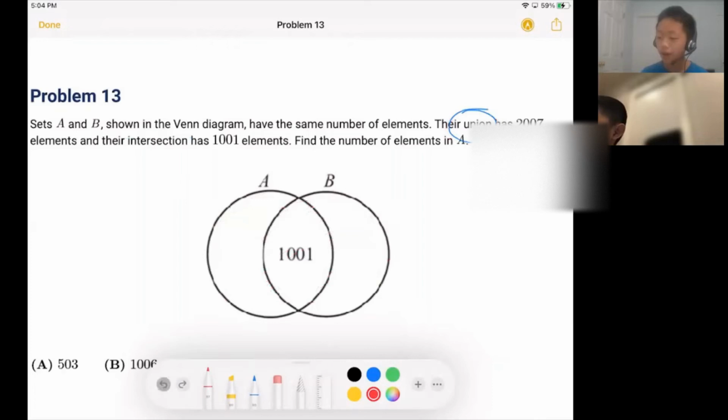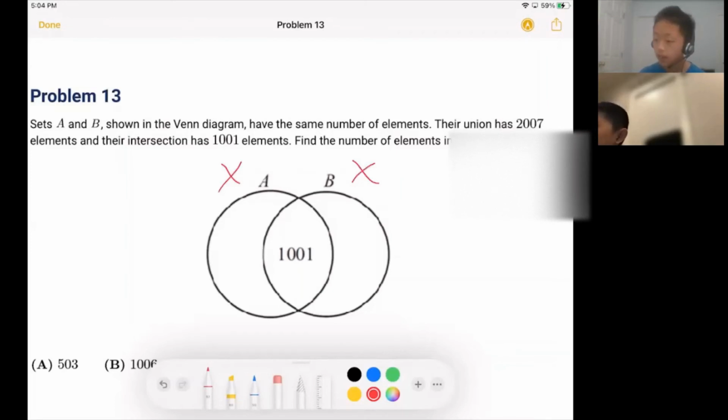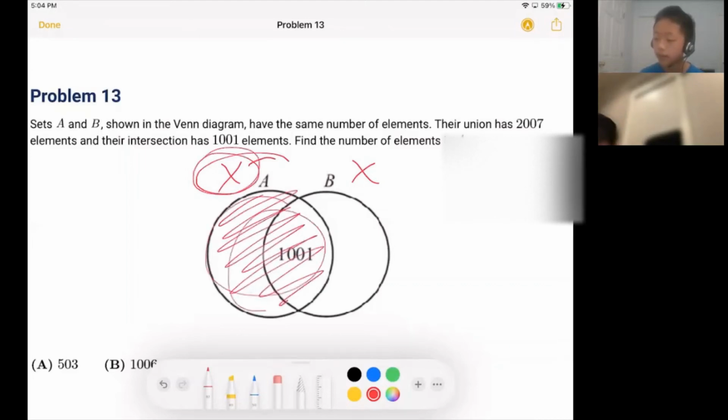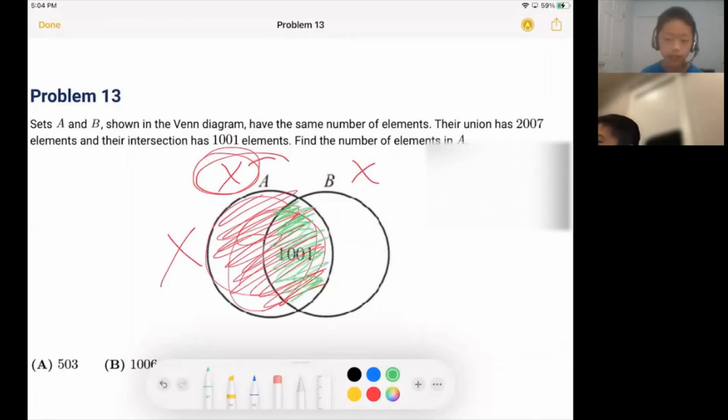So to solve this problem, the idea is we're given that sets A and B have the same number of elements. So let's say set A has X elements and set B also has X elements, because we know they have the same number of elements. So if set A has X elements, that means this entire circle here has X elements. But we know this intersection area, this 1001 intersection area, tells us that there are 1001 elements that belong to both A and B.